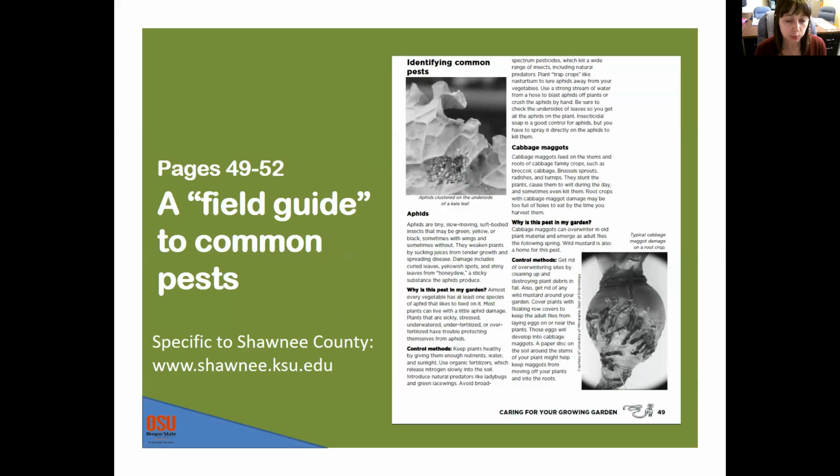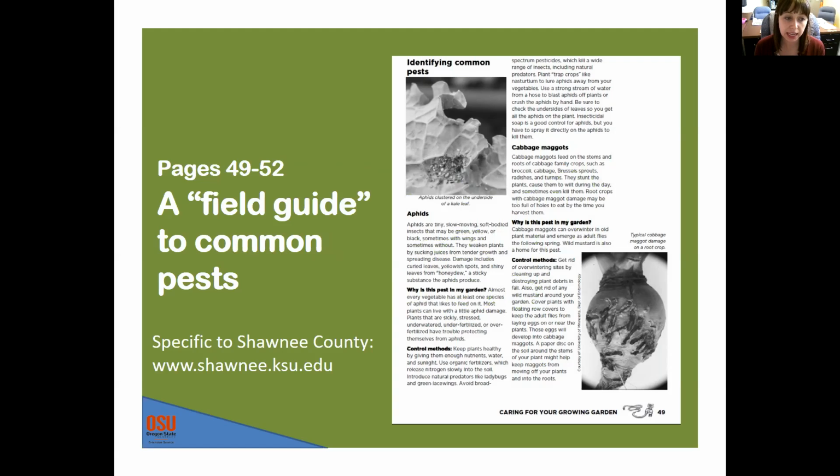First, especially for the Oregon State resources, they have a field guide on pages 49 through 52 of your handbook, and this is going to be common pests. Now this is specific to Oregon, and some of their common pests are also our common pests. I did take a look at it, and all of their pests are present in Kansas, but not all of them are some of our most common pests. So you can take a look at that section, but their pests wouldn't necessarily here in Kansas be our most common pests.